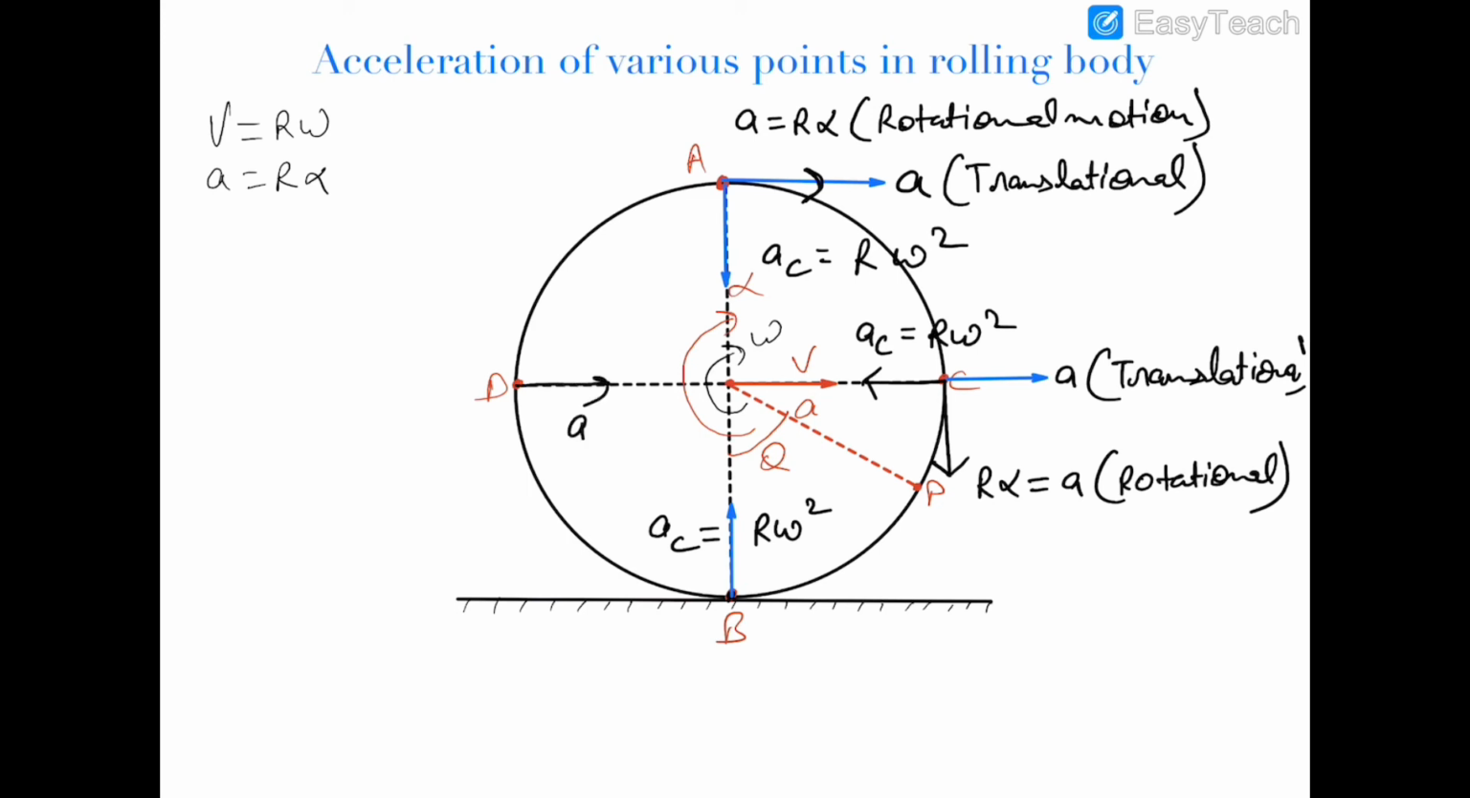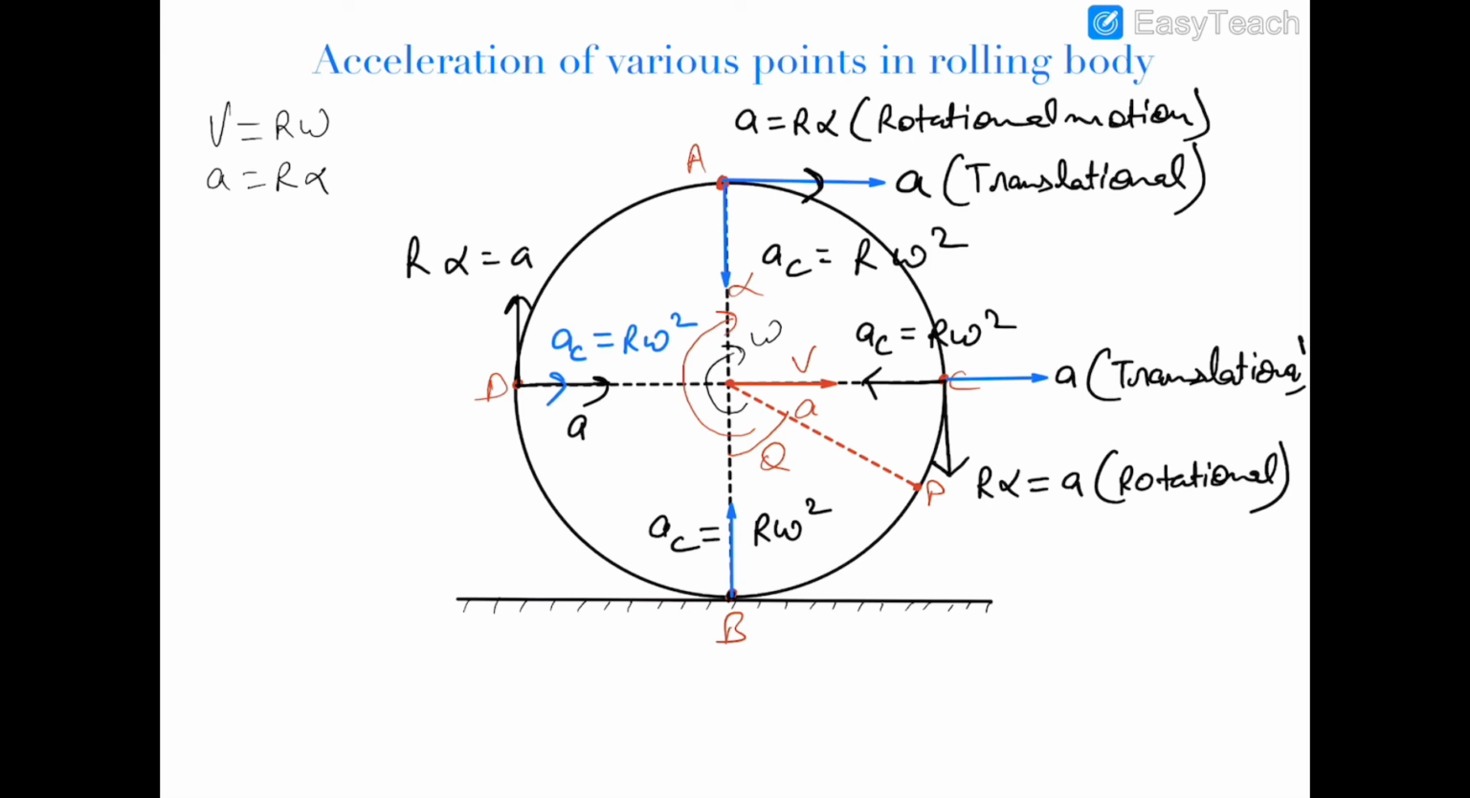And now if we talk about the acceleration of point D, then due to translational motion, the acceleration of point D would be in that direction. Due to rotational motion, the acceleration of point D would be like that, which is R alpha, and also equal to A. And due to the centripetal acceleration, which is AC, equal to R omega square, it would be directed towards the center. So the resultant acceleration of point D would be somewhere like that.